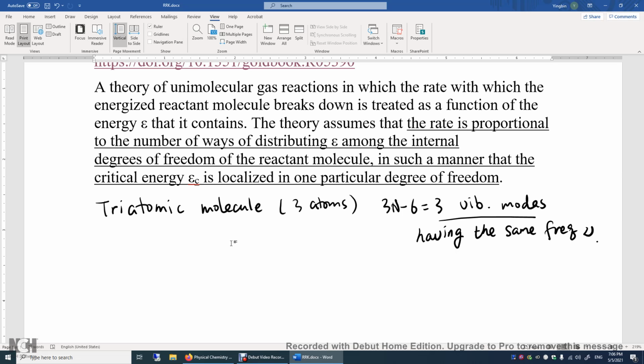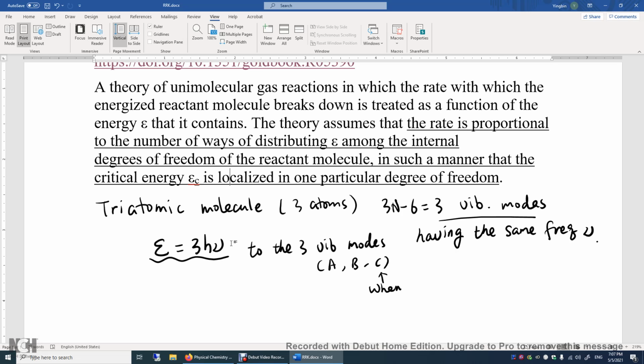Now let's say we distribute epsilon equals 3h nu. All right, we'll give 3h nu to the 3 vibrational modes, let's say A, B, C. Okay, 3 different vibrational modes. And then when mode C gets 2 or more h nu, that means 2 or more h nu, the reaction occurs.